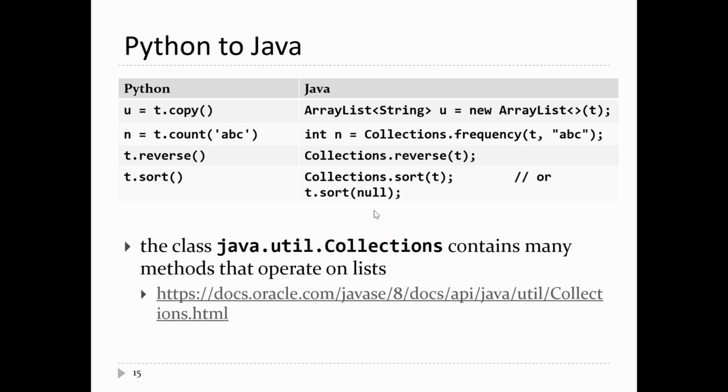Later on, if I remember, I might show you how to create an object that knows how to sort stuff or compare two elements. For now, if you want to sort a list, use Collections.sort or call sort and pass in null.